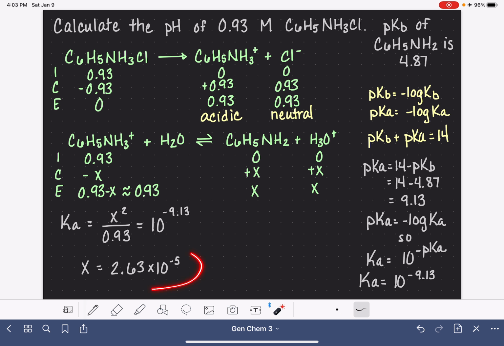Let's take a look at what x represents in this equation. x represents H3O plus. So that means that we can plug this directly into the pH equation. Negative log of x. I'm just going to put the value right in there. The negative log of 2.63 times 10 to the minus 5. And that is a pH of 4.58.